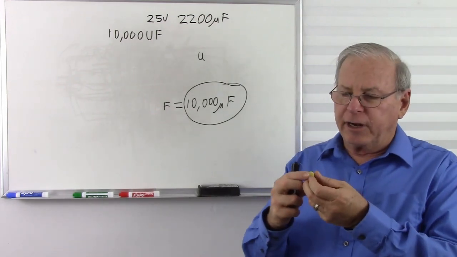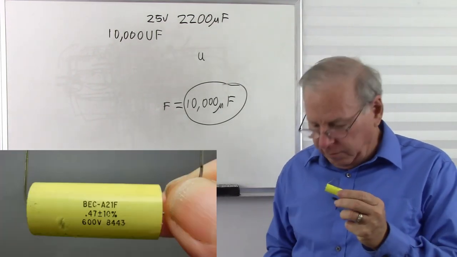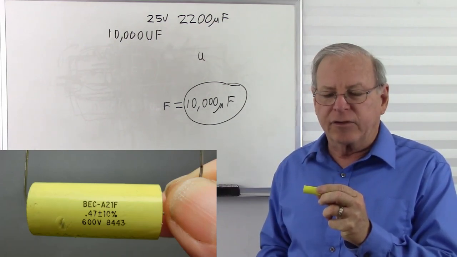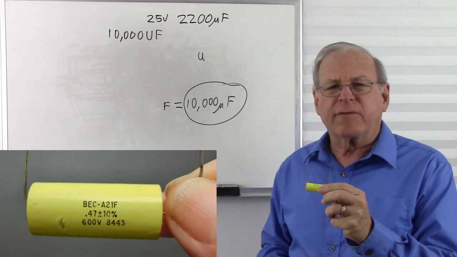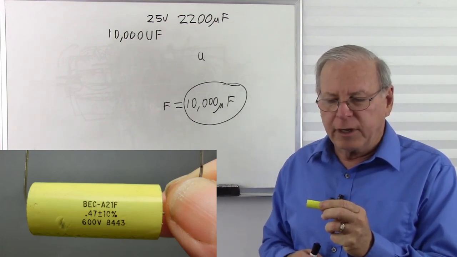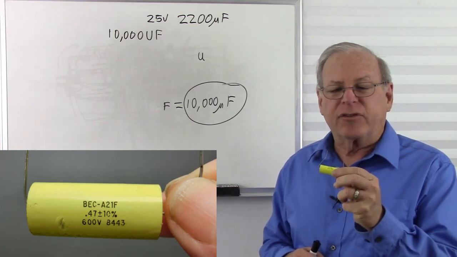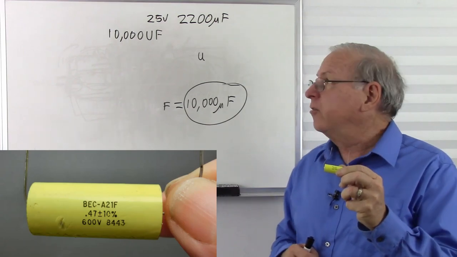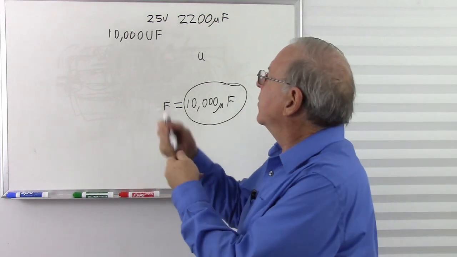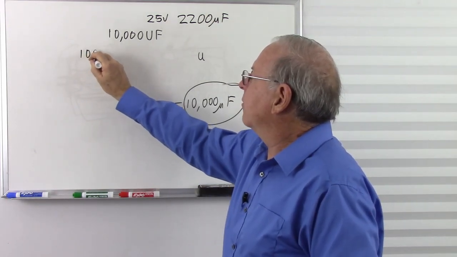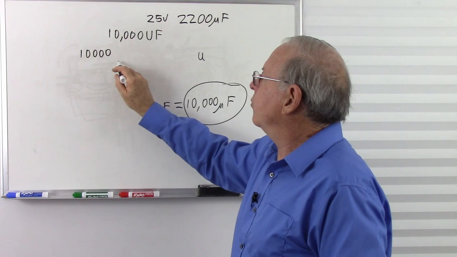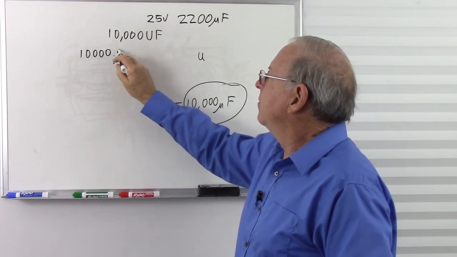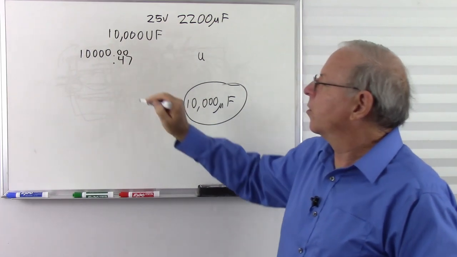For example, here's another capacitor, which is physically almost exactly the same size. But if you look at the close-up there, we see 0.47. We'll talk about that labeling in just a moment. Plus or minus 10%, 600 volts. So this is only 0.47 microfarads, compared to 10,000 microfarads. With the decimal point there, 0.47 microfarads.